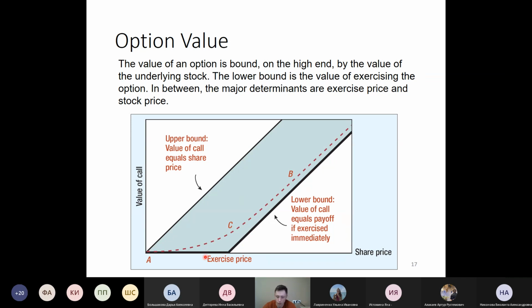If the exercise price goes higher, the less valuable the call option would be, and eventually the maximum gain that we would have would be the difference between the share price and the exercise price, from this boundary. So the area at which we might have a value of the option is limited to the exercise price.